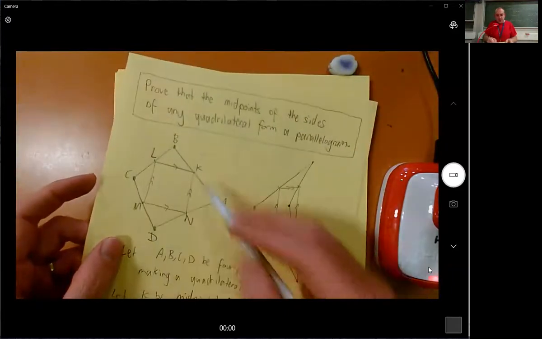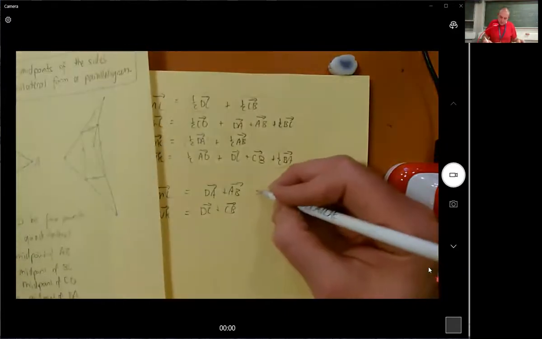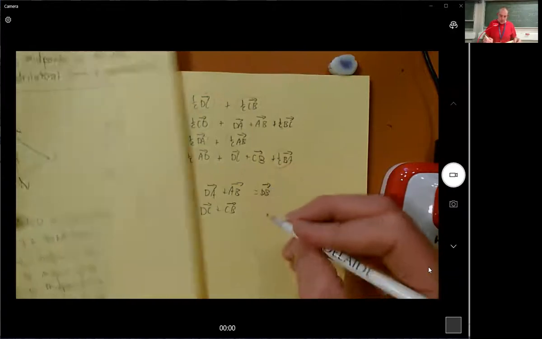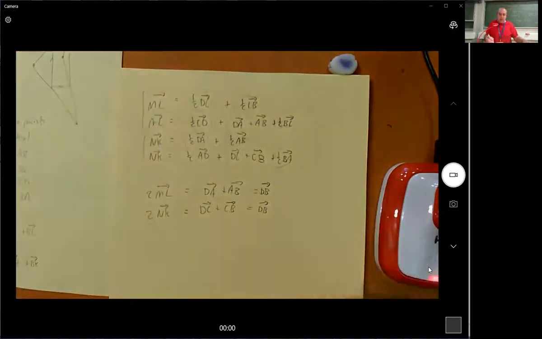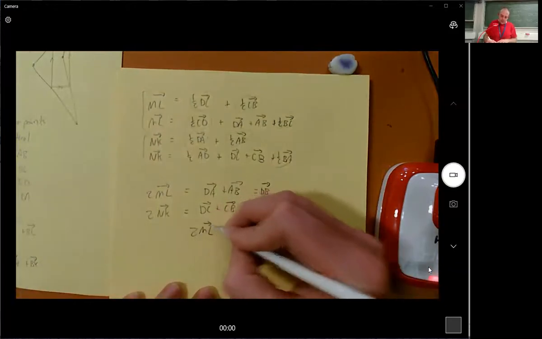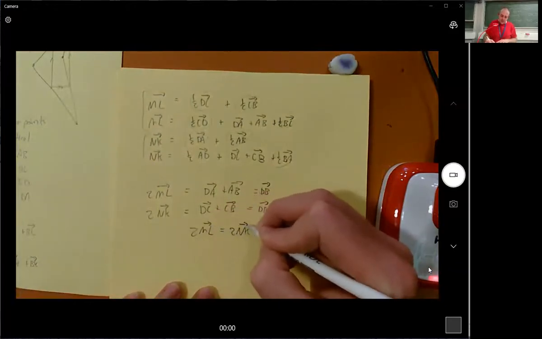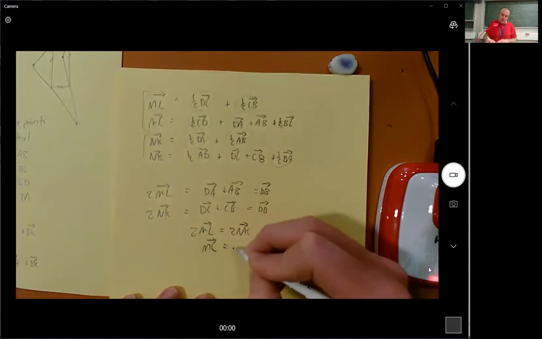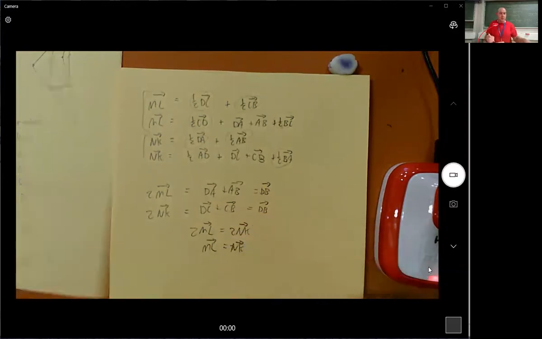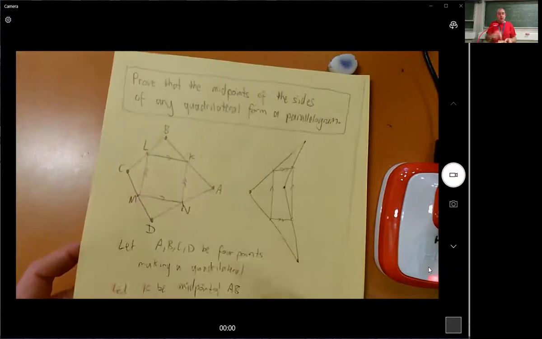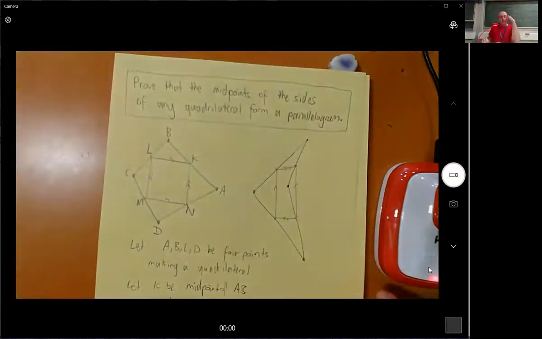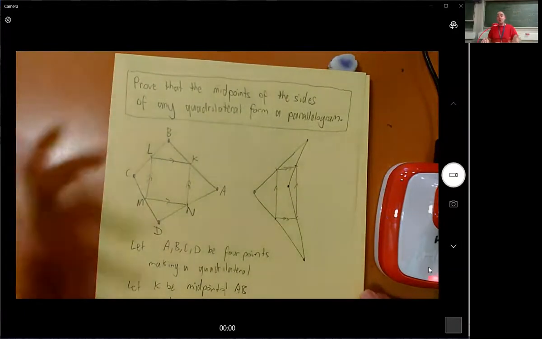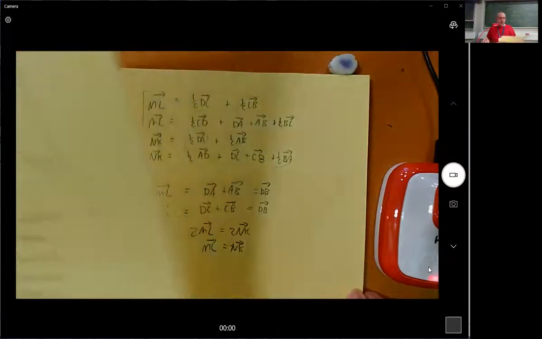Wait, but DA plus AB is the same as DB. And DC plus CB is the same as DB. Okay, so 2ML is the same as 2NK. And so ML is the same as NK, which means these edges here are parallel. And the same argument, but round this way should work for the other ones. So that's really cool. It feels like a lot of work though.